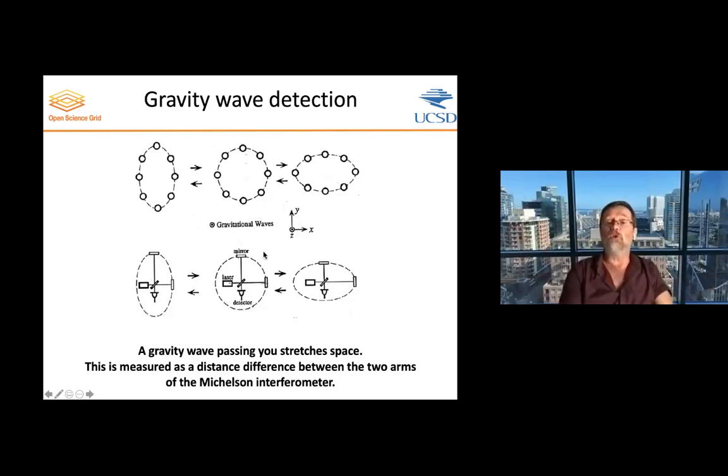Now, how do you observe this? You observe this with something that's called a Michelson interferometer. A Michelson interferometer is an instrument that has a laser light, and it shines laser light on a half mirror. That laser light gets then split. Half of it goes this way, half of it goes that way. Here you have a mirror. Here you have a mirror.